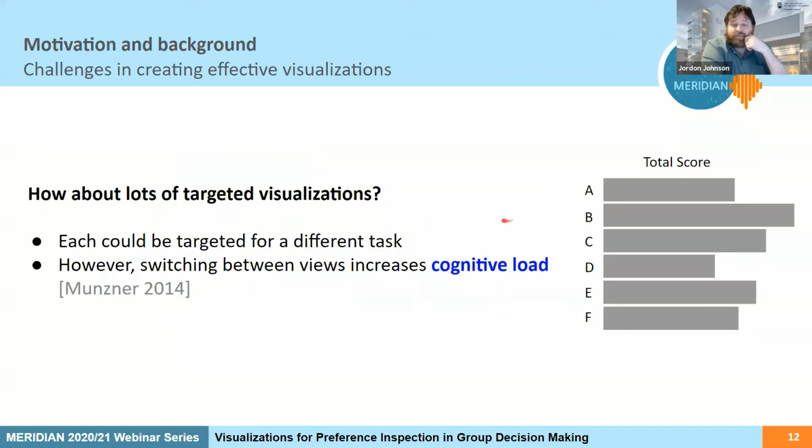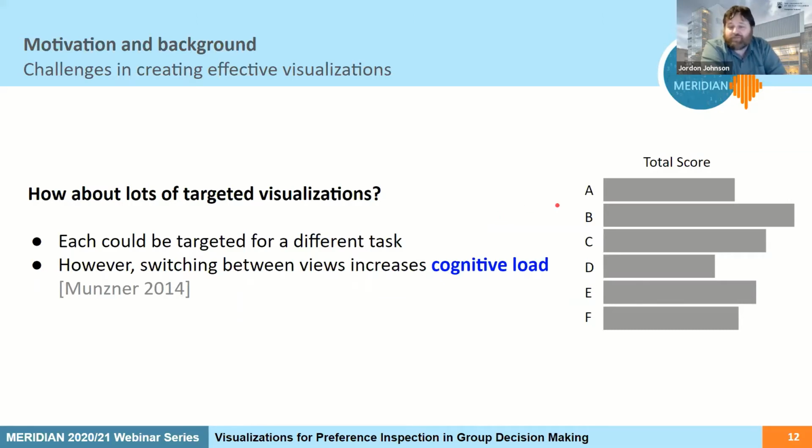Now, one solution might be, well, if a visualization can help us gain one insight, then why not just have lots of little visualizations, each targeted for a different task? Well, that sounds like it could work. However, there's a problem in that switching between views, between visualizations, can increase cognitive load. So let me give you an example.